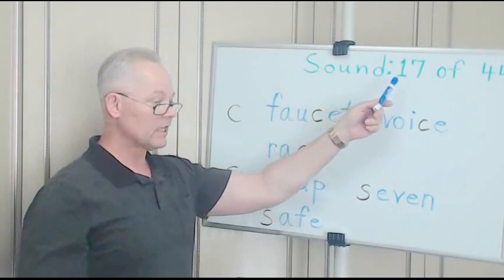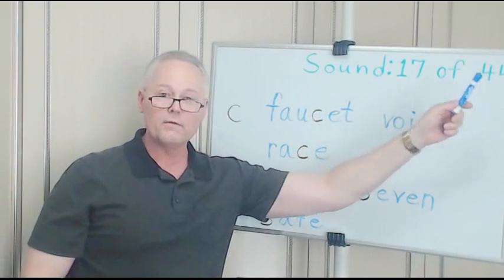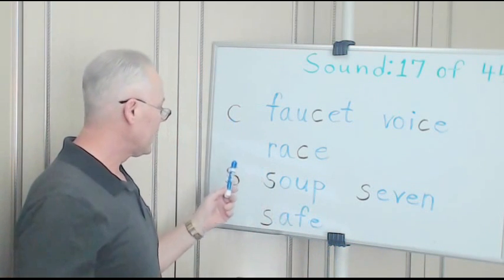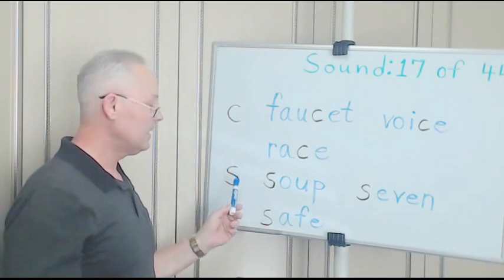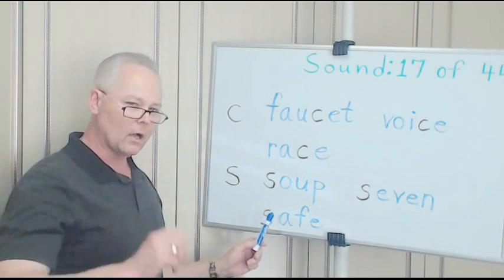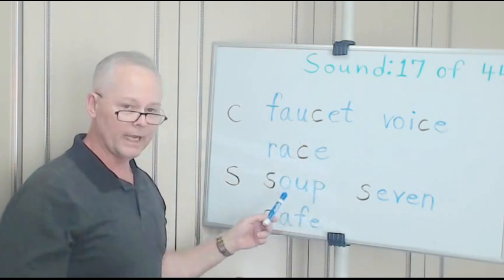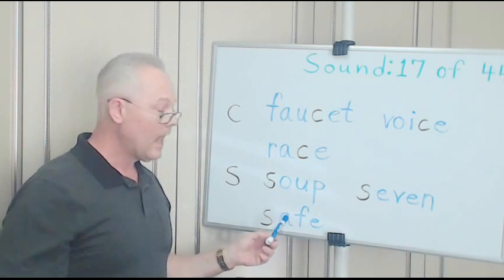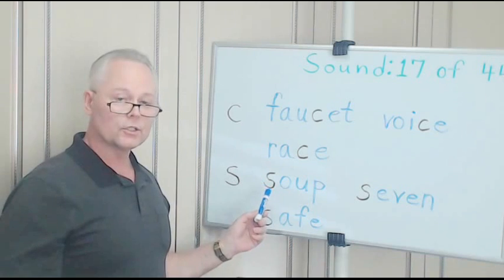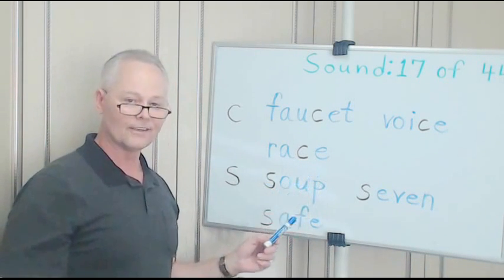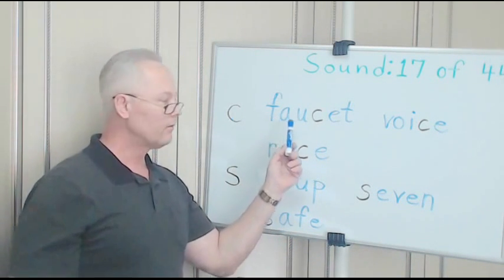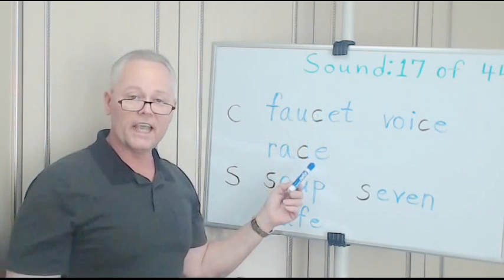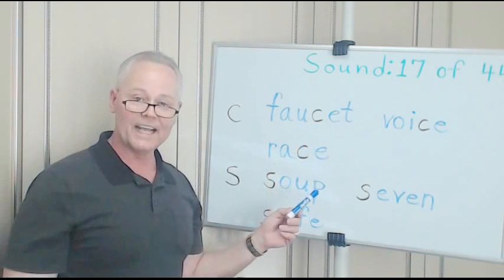Hello. Sound 17 of the 44 sounds that make up American English. Here we have two consonants, the letter C and the letter S. What sound do you think these two letters make in these words? What do you think? S, soup, right? C, faucet, set. Now, sometimes C has more of a K sound. Here, it has more of an S sound, right?